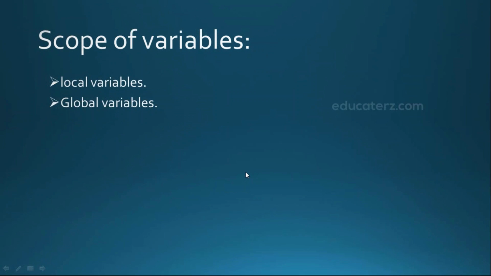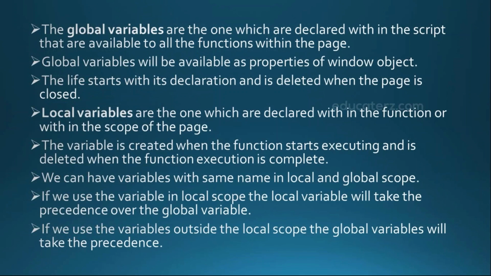So coming to scope of variables. The scope of the variables is divided into two types. First is the local variables and the second is the global variables. The global variables are the ones which are declared within the script that are available to all the functions within the page. Global variables will be available as properties of the window object. Their life starts with the declaration and they are deleted when the page is closed.